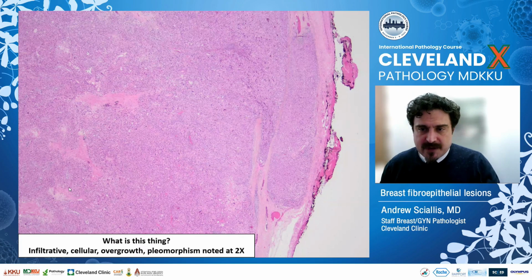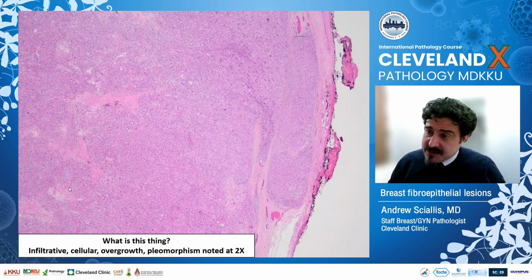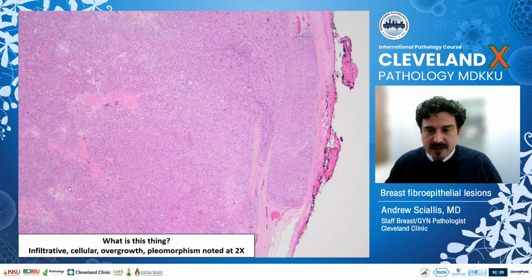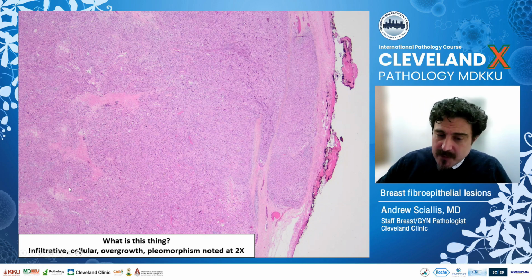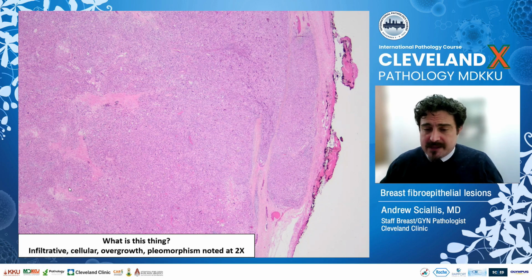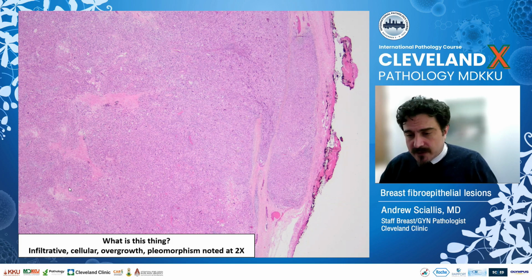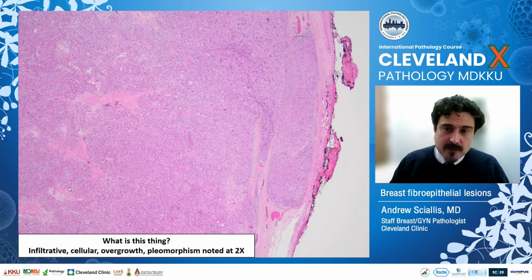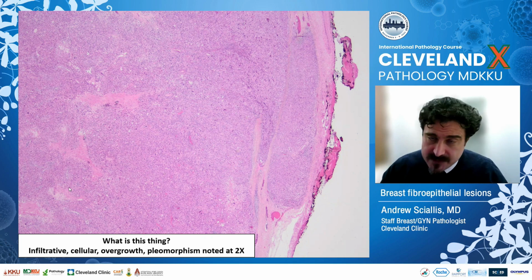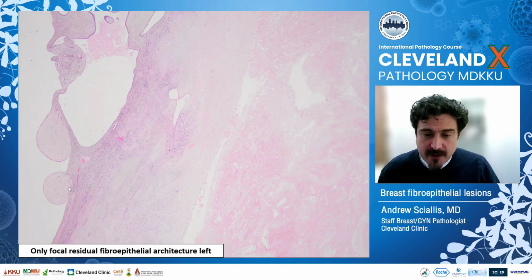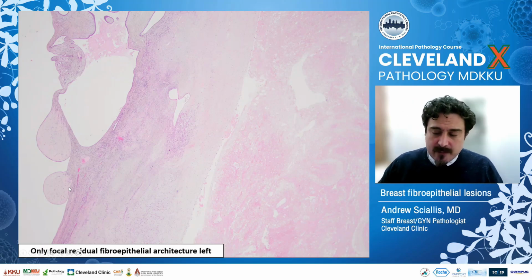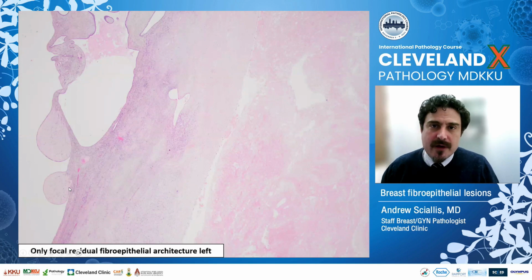The first thing I have to ask myself is, probably at low power we can tell that this is not something that is very good. It is very cellular. You can tell that there's pleomorphism. We know that it's probably malignant, but I don't even know what this thing is. It's infiltrative, it's cellular, there's overgrowth, there's pleomorphism. It could be a phyllodes tumor, but it could also be something else that's malignant. So after a lot of sectioning of this very large tumor, there was only a focal residual fibroepithelial component, which makes me feel confident that this represents a malignant phyllodes tumor rather than a metaplastic carcinoma.